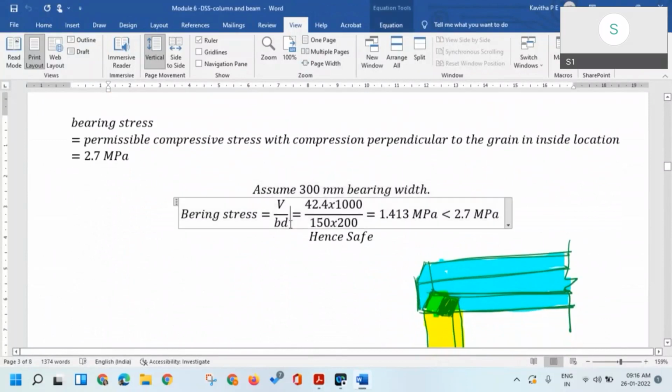The bearing stress value can be obtained using the equation V by BD. V is the shear force value 42.4 kilonewton, and B and D are the beam dimensions. Here you can see the beam resting on the column, in the figure.